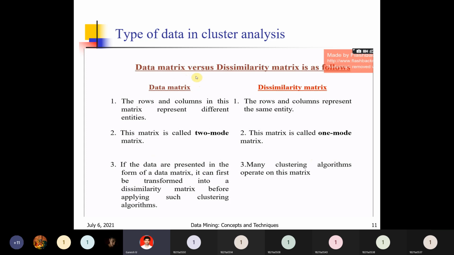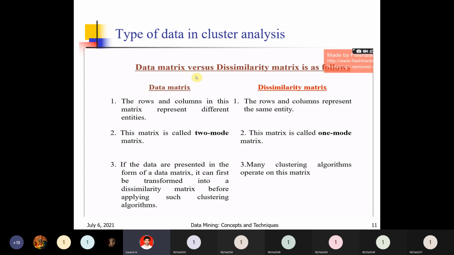The data matrix is called a two-dimensional, two-mode matrix. Here this matrix is called a one-mode matrix. So only one mode, one dimension is there in dissimilarity. Why? Because in this matrix we will represent x along the x-axis and y along the y-axis, with the combinations of both. For example, x1 y1, the x1 y1 combination, x1 y2, next x2 y1, next x2 y2. So these are the values we will represent.